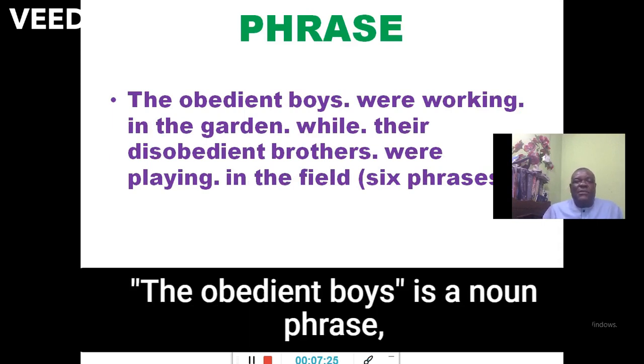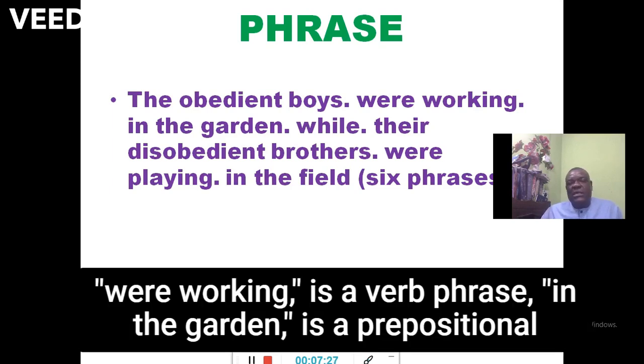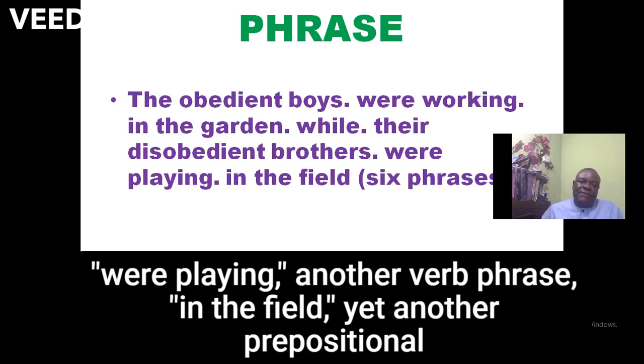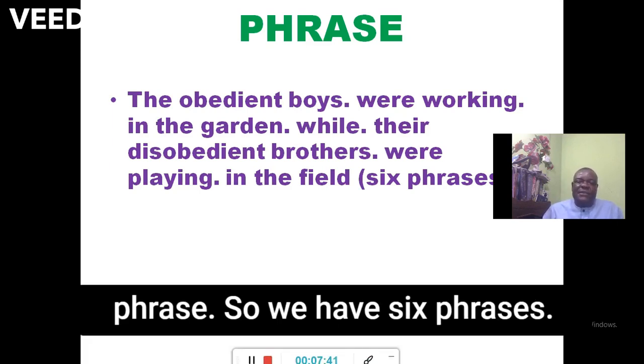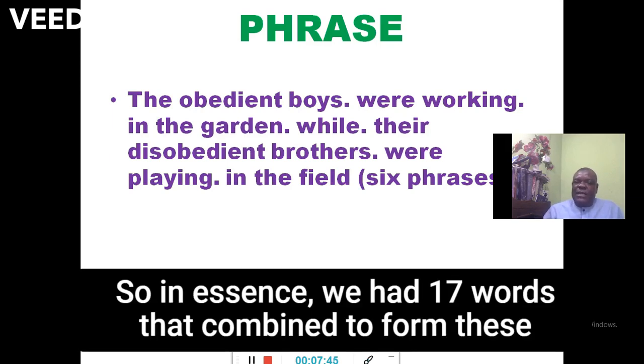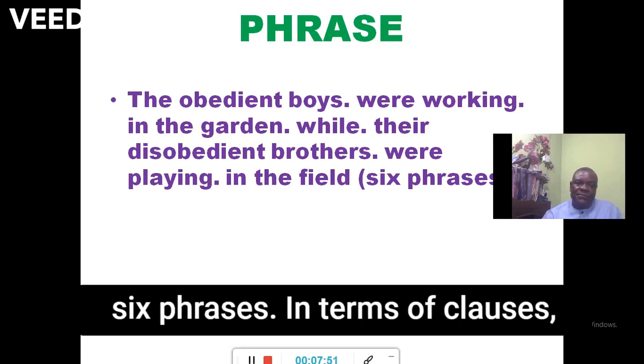The obedient boys is a noun phrase. Were walking is a verb phrase. In the garden is a prepositional phrase. Their disobedient brothers is another noun phrase. Were playing, another verb phrase. In the field, yet another prepositional phrase. So we have 6 phrases. So in essence, we had 17 words that combine to form these 6 phrases.